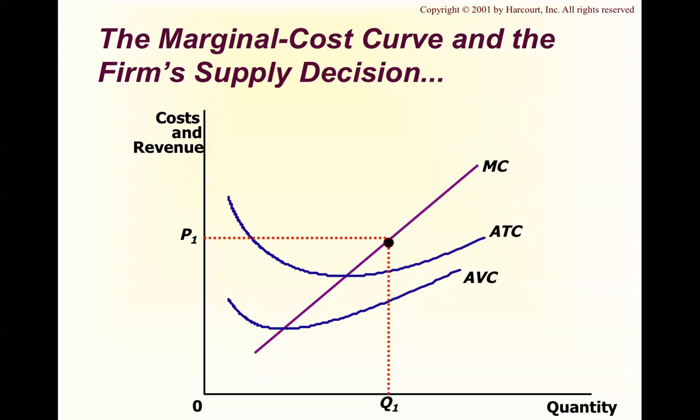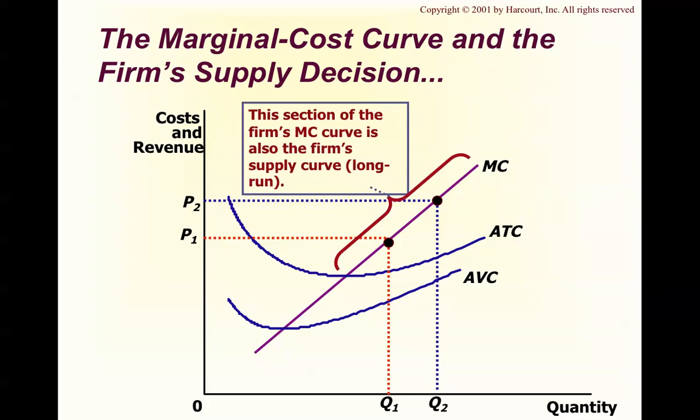Here we have the price P1, price P2, and this section of the firm's MC curve is also the firm's long-run supply curve. So as you saw from the previous graph, as the firm produced less and less as the price went down, they in essence traveled down the marginal cost curve. That marginal cost curve is indeed the firm's supply curve.